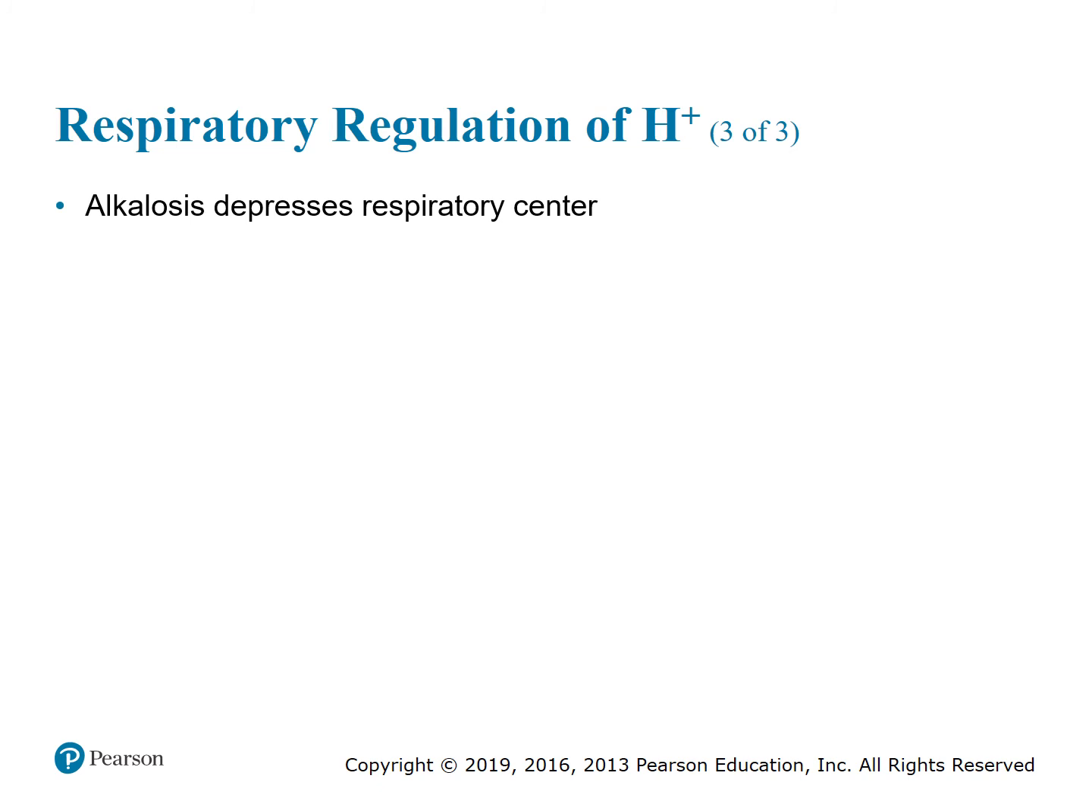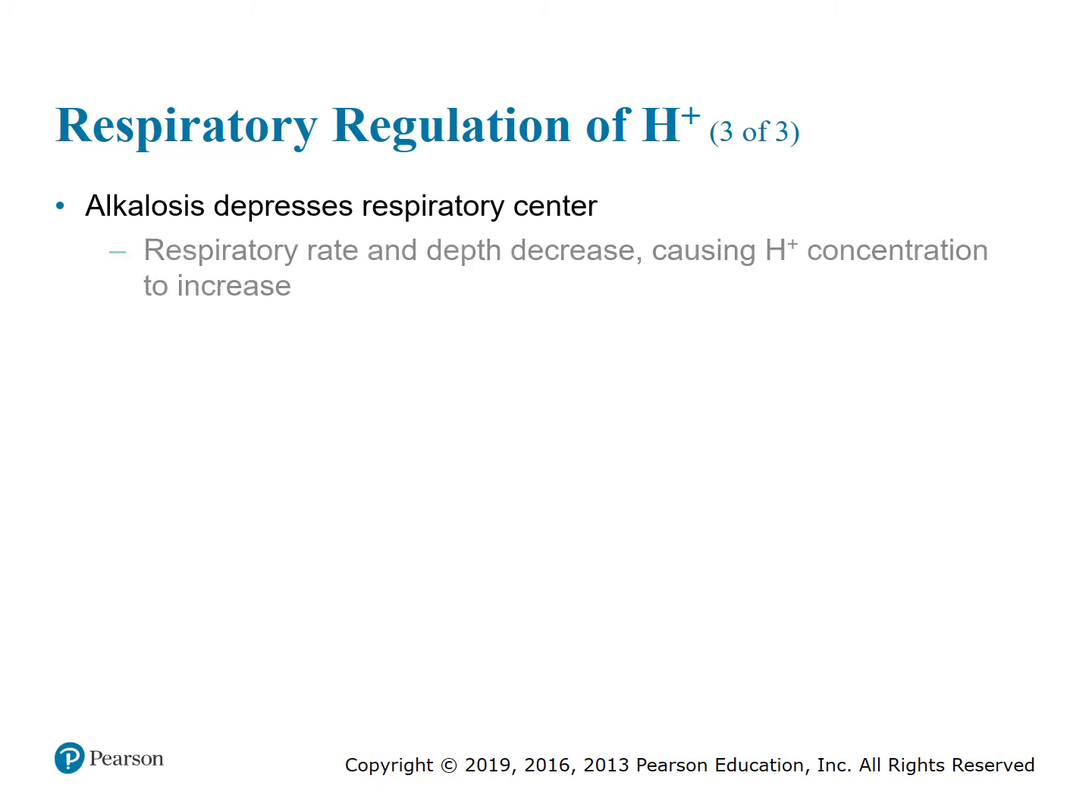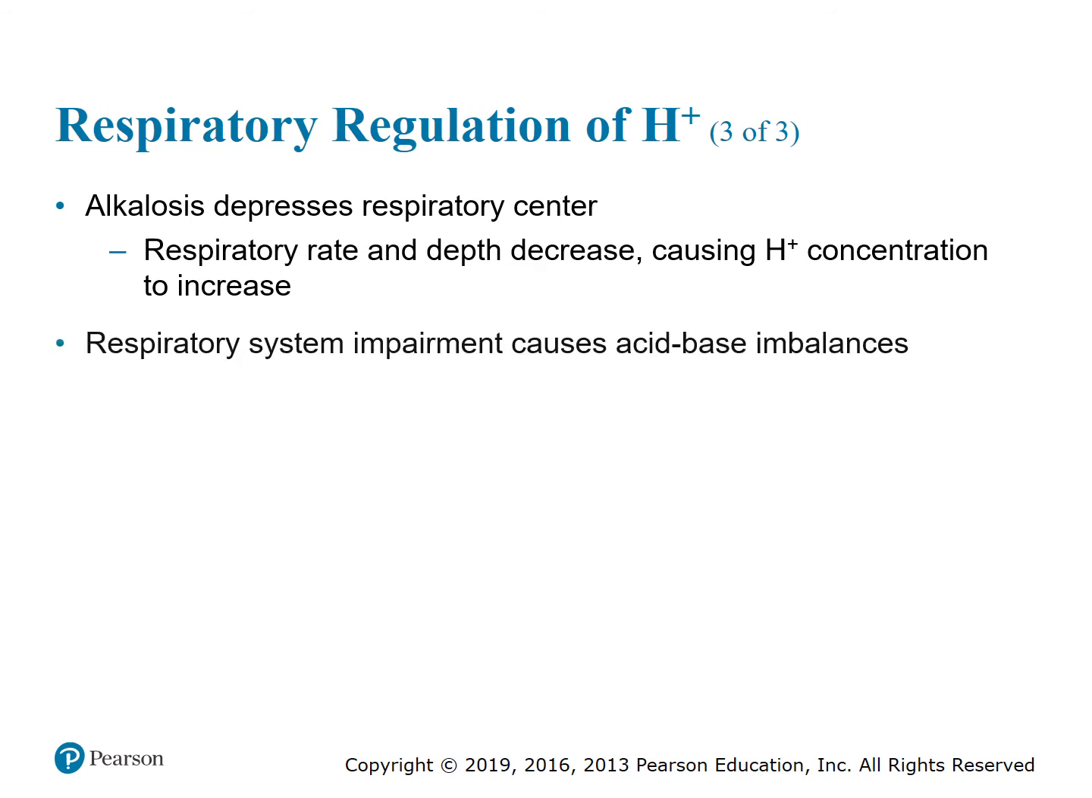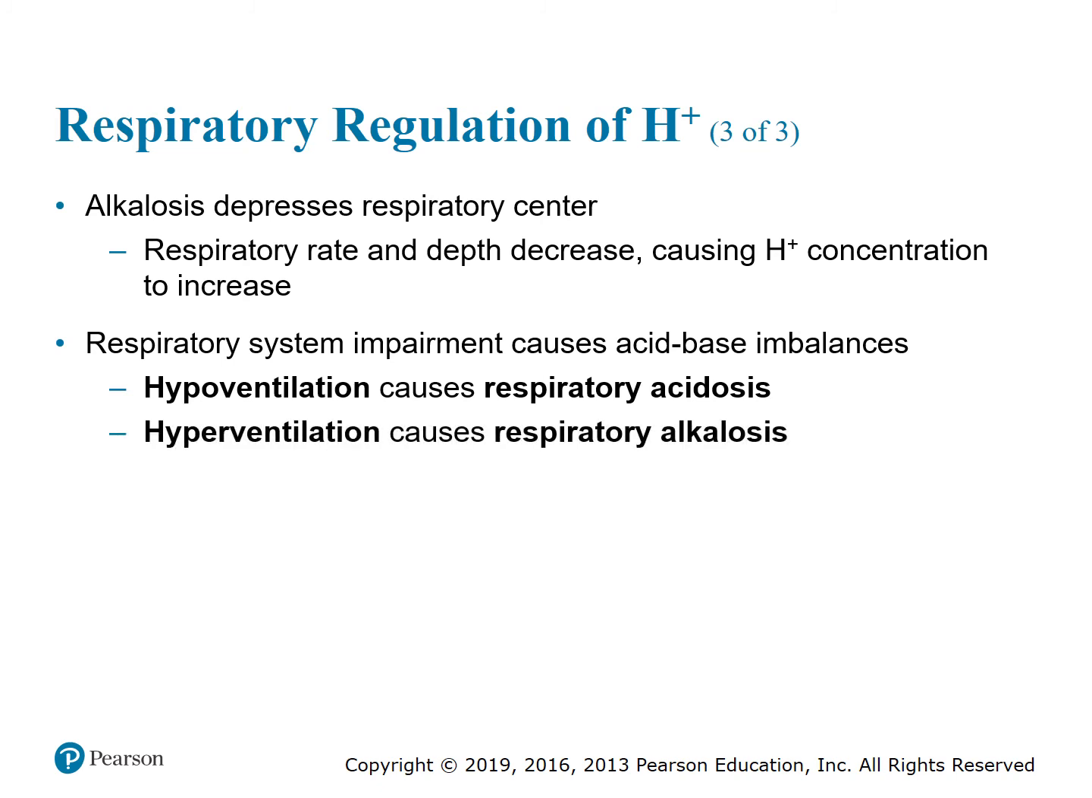Now you can have respiratory regulation of hydrogen. So alkalosis will depress the respiratory center, and the rate and the depth of breathing will decrease, and this will cause the hydrogen ion concentration to increase. So a respiratory system impairment can cause acid-base imbalances. And so that's actually a danger of the coronavirus that we're facing right now. So hypoventilation can cause respiratory acidosis, and hyperventilation can cause respiratory alkalosis. So breathe too little and you get acidosis. Breathe too much, you get alkalosis.